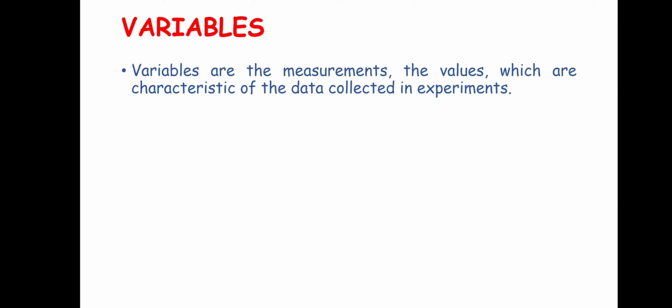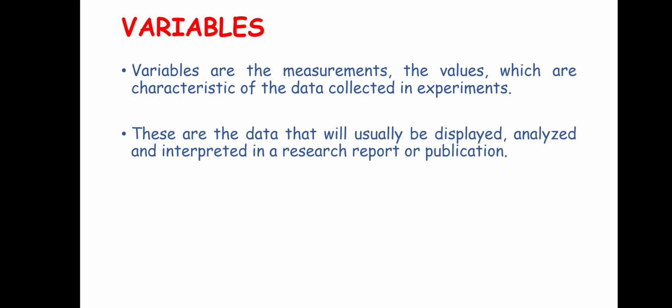Variables are the measurements, the values which are characteristics of the data collected in experiments. These are the data that will usually be displayed, analyzed and interpreted in a research report or publication. Like, instead of this gulab jamun example, suppose you are doing an experiment checking the blood sugar level before giving a drug and after giving a drug. So you collected the blood sample and checked the blood sugar level. Whatever data you got, that will be a variable, right?